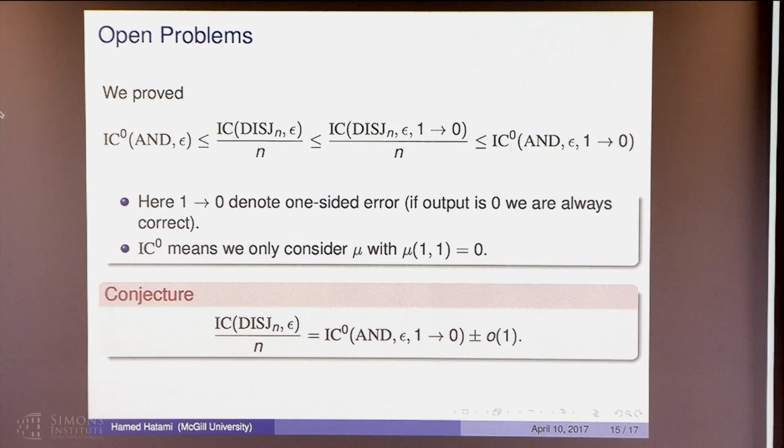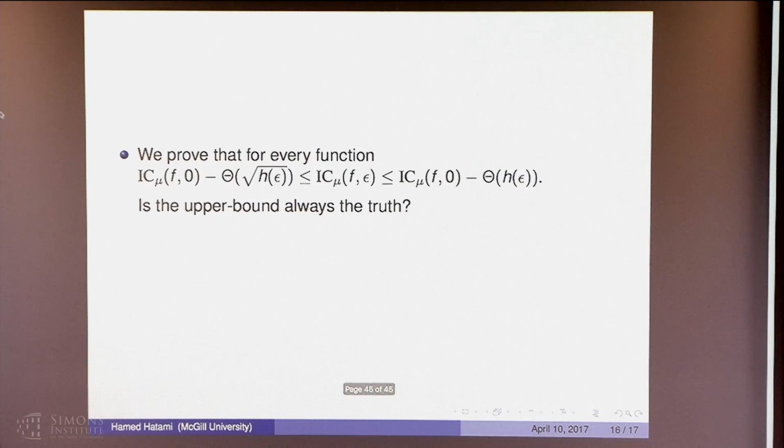Now, what this constant is, is probably hard to compute. We might not be able to compute it easily. But it has a nice meaning, right? You're just computing the AND function with one-sided, epsilon error. So this would be nailing down the exact constant for the communication cost of disjointness when you have epsilon error. All right, so yeah, okay.